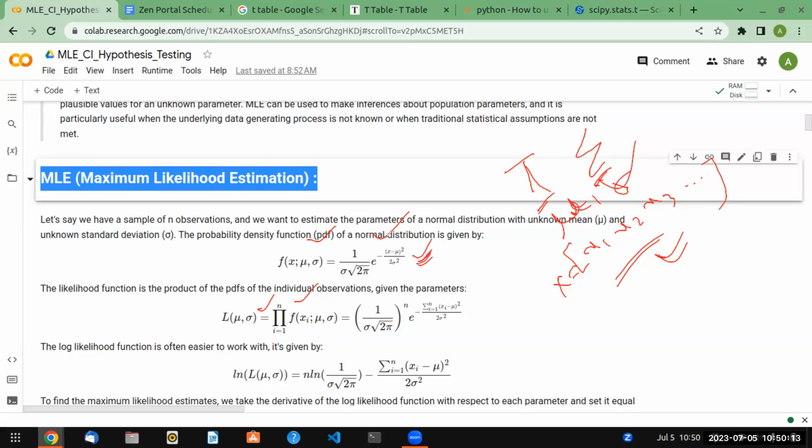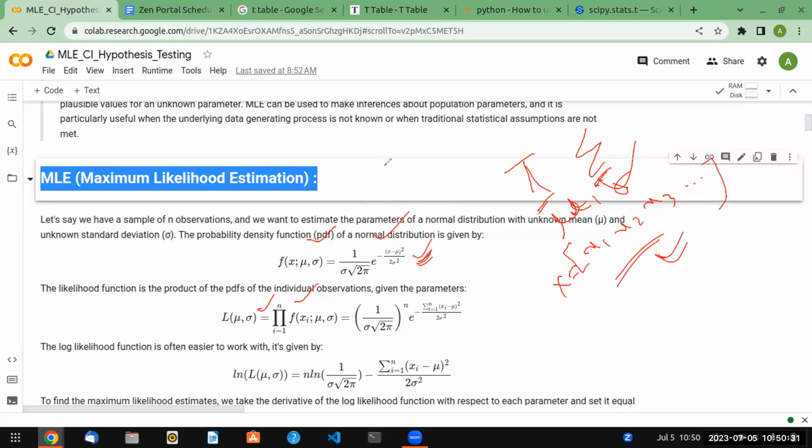Now a quick question to verify your understanding. If I want to write the mathematical formula of a standard normal distribution, what is the formula? Standard normal distribution. I explained it to you yesterday, right?